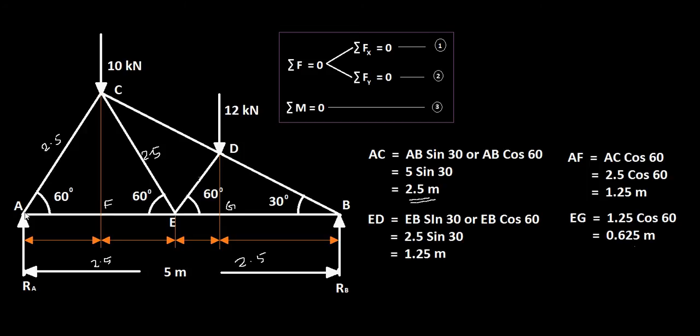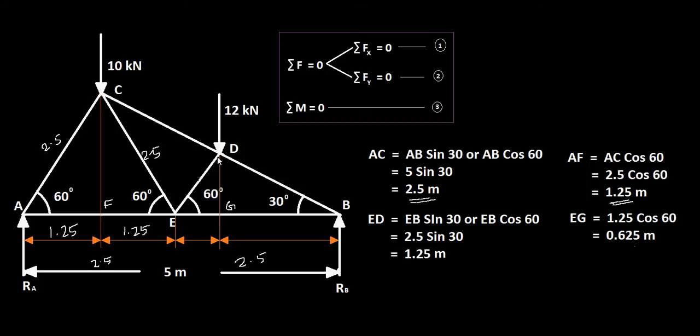If you consider the triangle ACF here, AF will be AC cos 60, that is 2.5 cos 60, that is 1.25 meters. So you have this distance 1.25, and therefore this also will be 1.25.